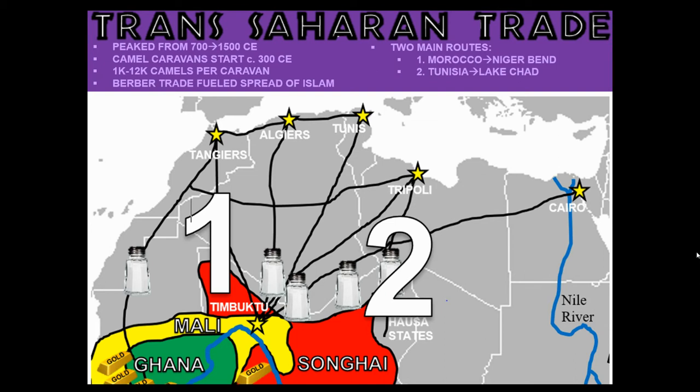Tunisia was right along the coast. It was a major city. It was actually the empire of old known as Carthage, who were very big rivals to the Roman Empire, is where Tunisia is right there.